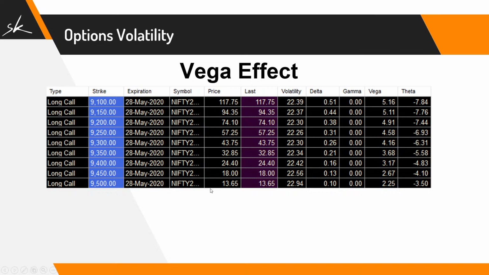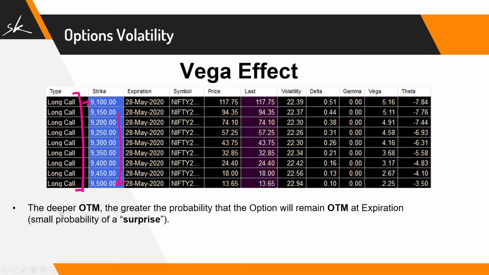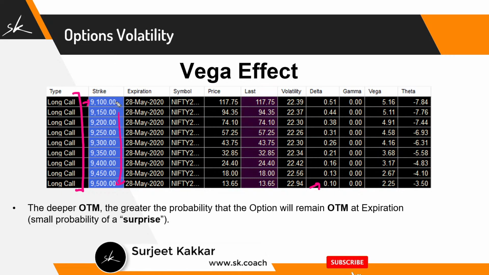Now, similarly, if we talk about going out of the money, you can see we have calls, and this is 9100, and now all these calls are out of the money. So what is going to happen? The deeper out of the money, the greater the probability that the option will remain out of the money. Here you can see this only has a delta of 0.1, which means we only have a 10% probability that we might expire in the money. We are very far out of the money for this one, because price has to go 400 points up to make it in the money or maybe at the money.